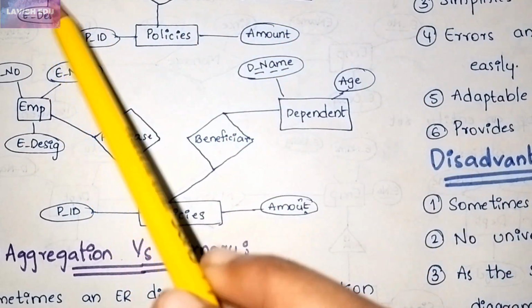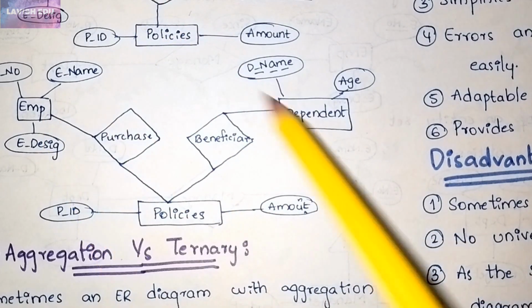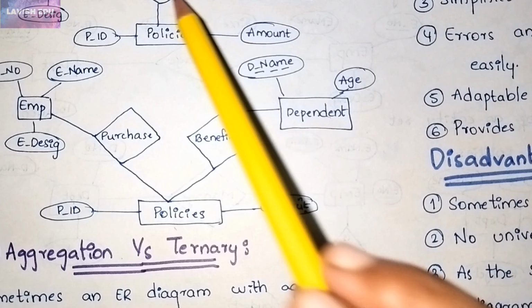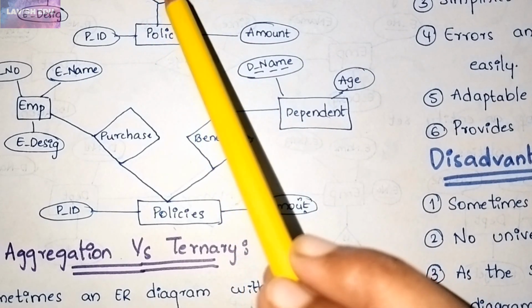This example can be modified to this. Here employee and dependent are the two entities and policy is also an entity, but here covers is a relation.